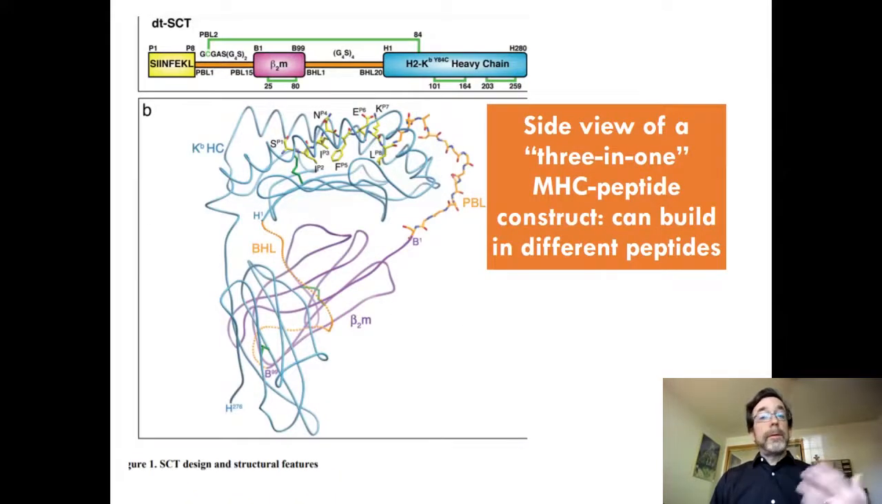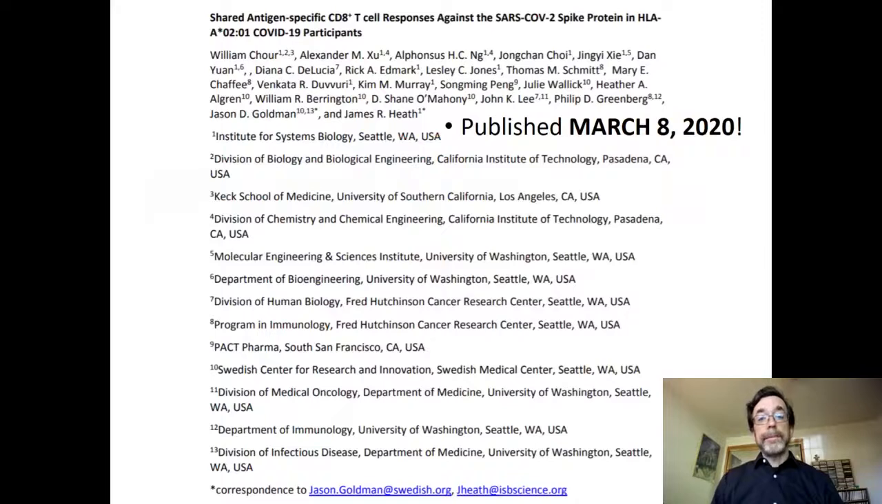This is a side view of one of the early trimers that was developed. This is a review from the person that developed them, one of the labs that was primary in that. And you can see you had the peptide in yellow way on the end. You had a linker, beta-2 microglobulin, linker, and then the heavy chain. And you can make that as a single construct that will then carry on.